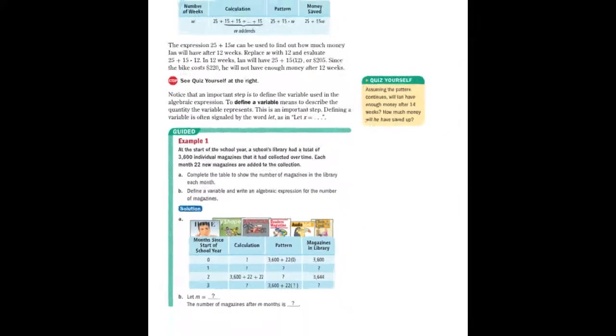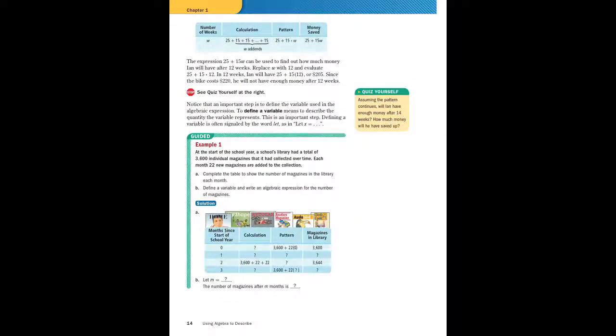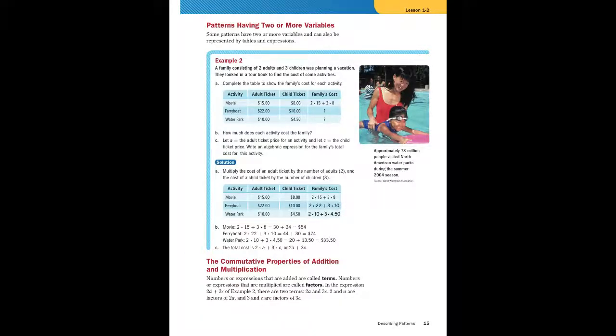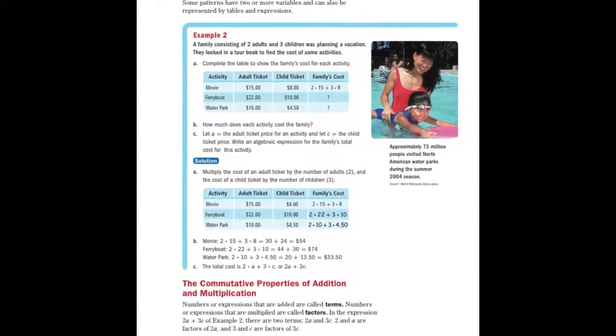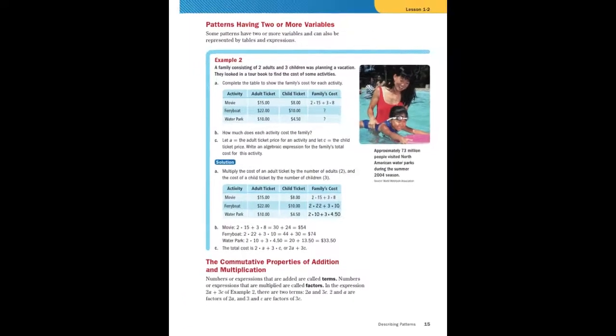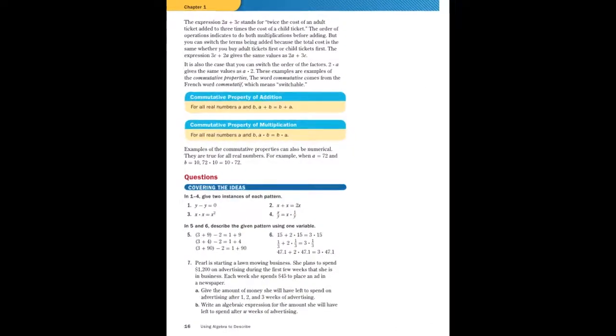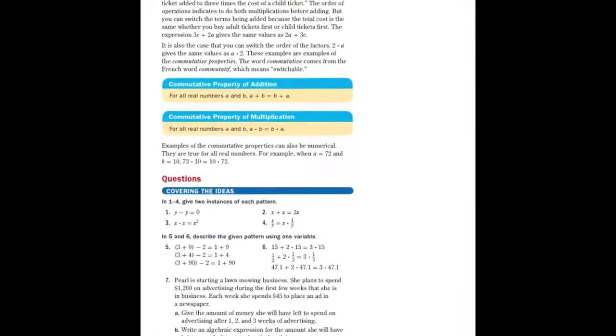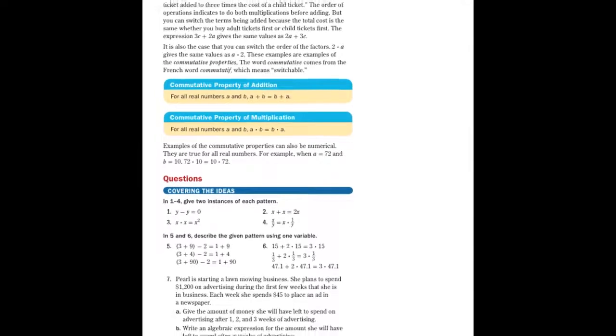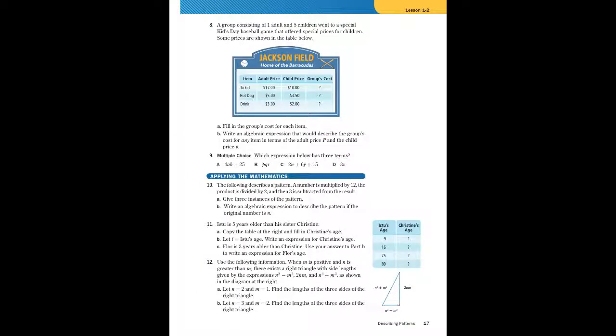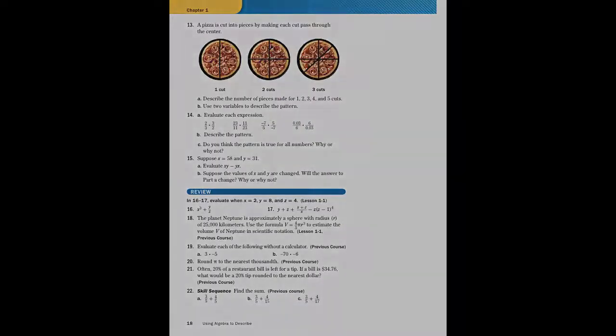We'll then be going through the guided example of example 1. We'll do that in a minute. Once you've got that down, there's another example to go through. Then a couple more vocabulary words, terms and factors. You're also going to want to know about the commutative property of addition and the commutative property of multiplication. These are important properties. Compare them to the associative property. Your assignment is covering the ideas and applying the mathematics. We're going to head into guided practice in just a second.